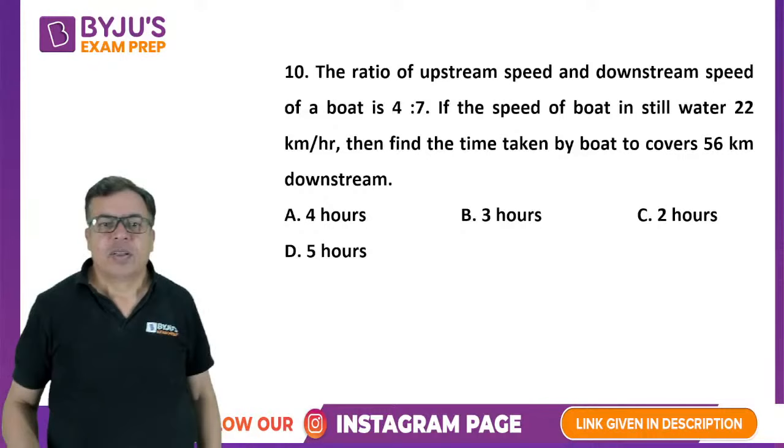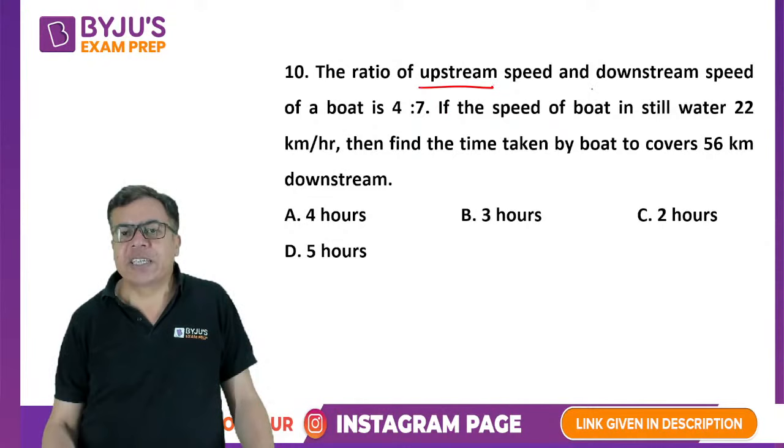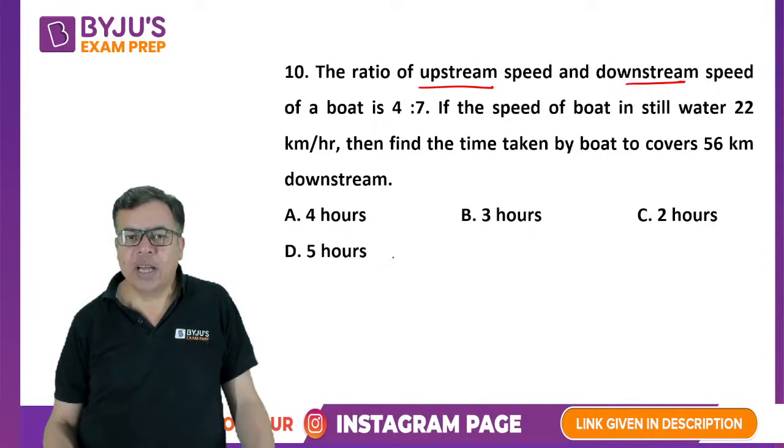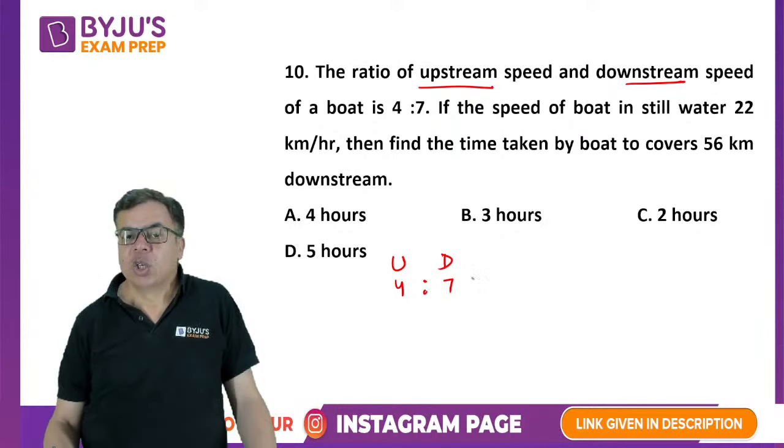अब की बार रेशियो दिया है अपस्ट्रीम और डाउनस्ट्रीम स्पीड का. Upstream 4, downstream 7. So what will be the speed of the boat? I told you, the average of these 4 and 7 is 11/2, 5.5. So that means speed of stream will be 7 minus 5.5, difference is 1.5. Right?